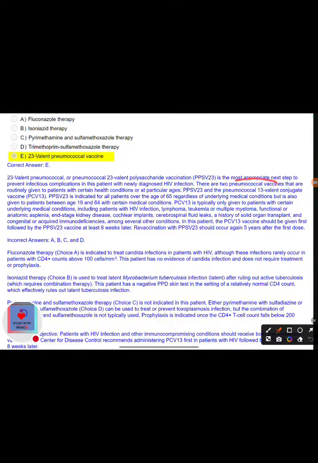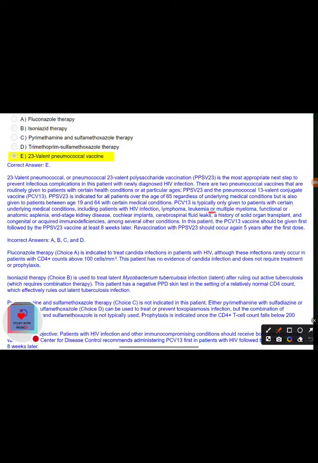There are 2 pneumococcal vaccines that are routinely given to patients with certain health conditions or at particular ages: PPSV23 and the pneumococcal 13-valent conjugate vaccine, PCV13. PPSV23 is indicated for all patients over the age of 65 regardless of underlying medical conditions, but is also given to patients between 19 and 60 with certain medical conditions.